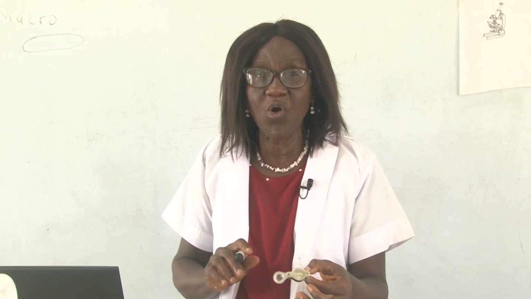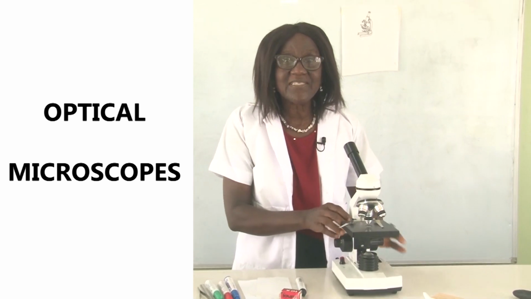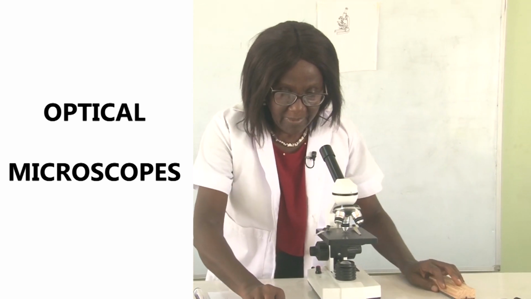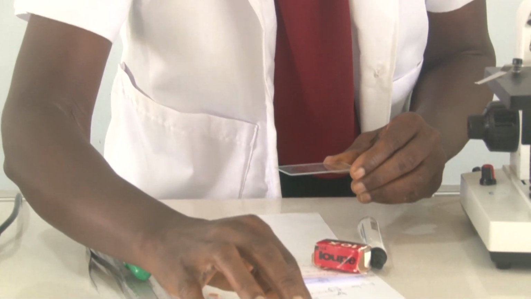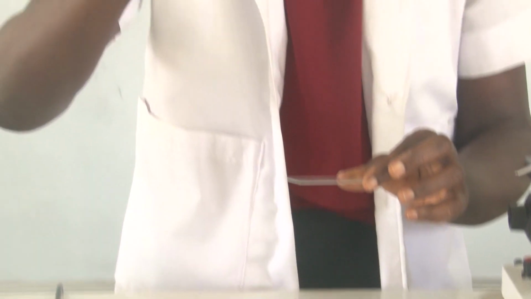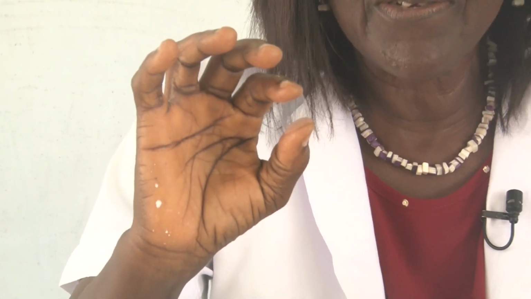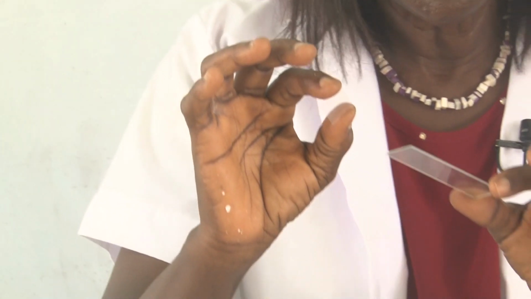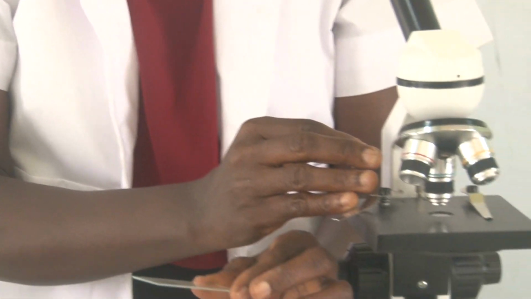Now let's move on to look at optical microscopes. This is an example of an optical microscope. This is an optical microscope. We are going to look at optical microscope. This is a microscope slide. And this is a cover slip, very tiny. We'll have time to describe them. We are going to talk about these three pieces.